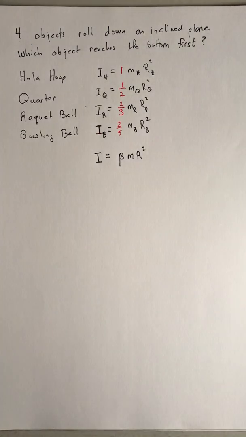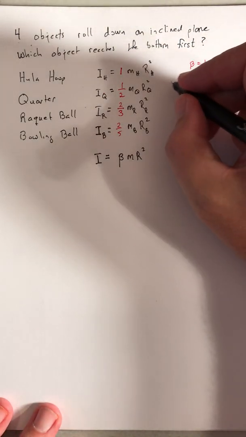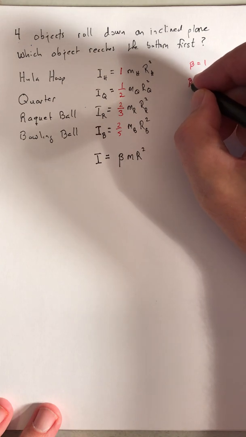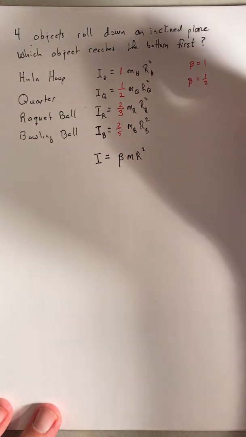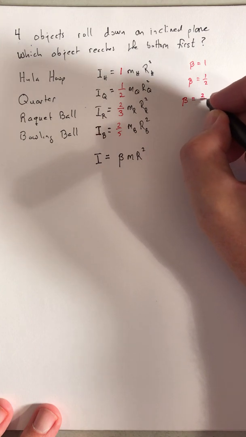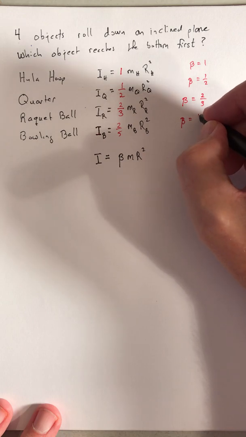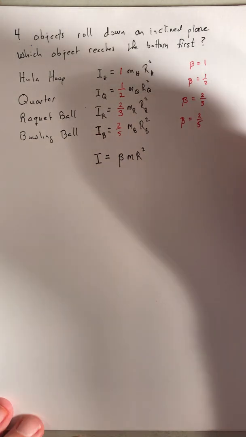And so what we're saying is, for the hoop, beta is equal to 1. For a solid disk, beta is equal to a half. For a hollow sphere, it's 2/3. And for a solid sphere, it's 2/5.